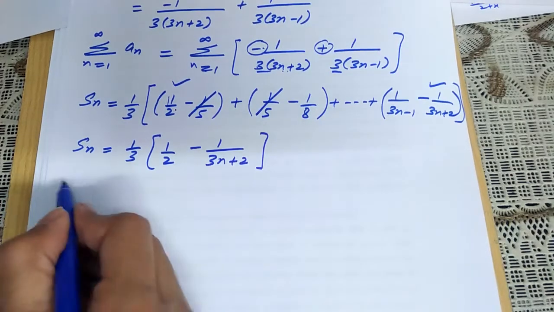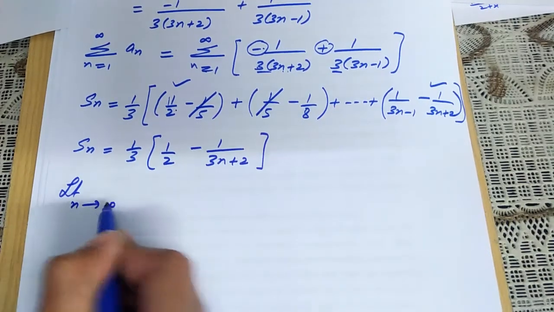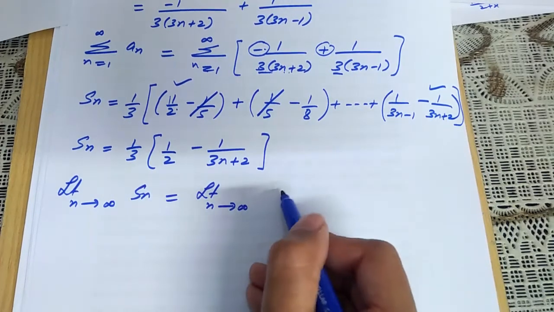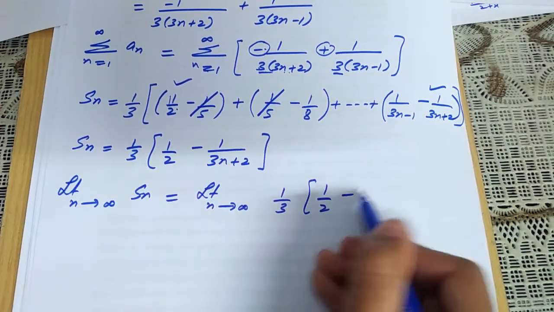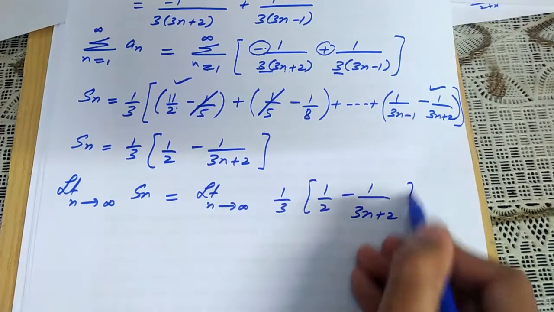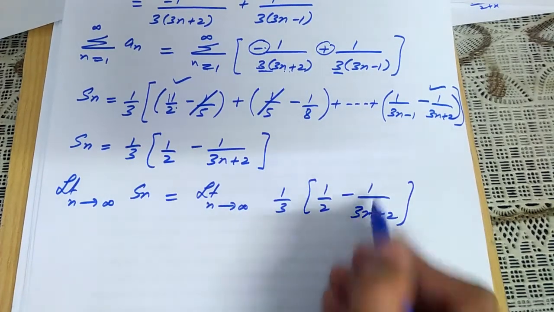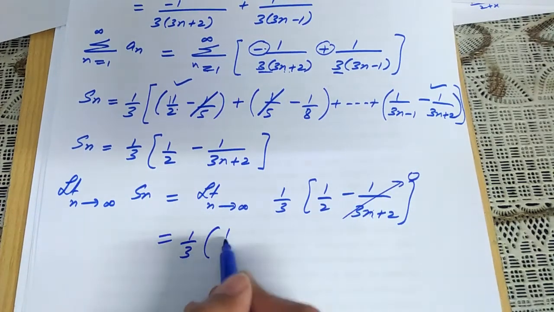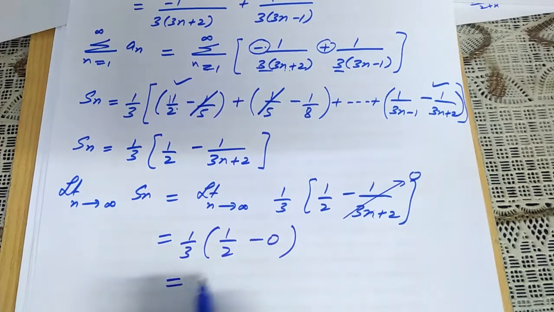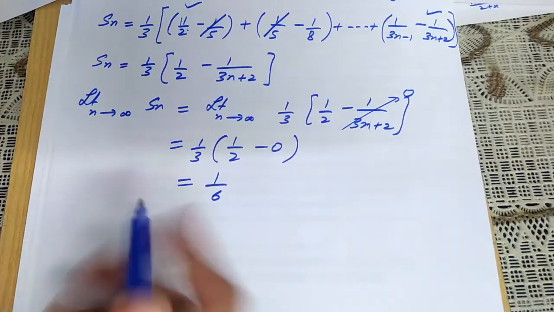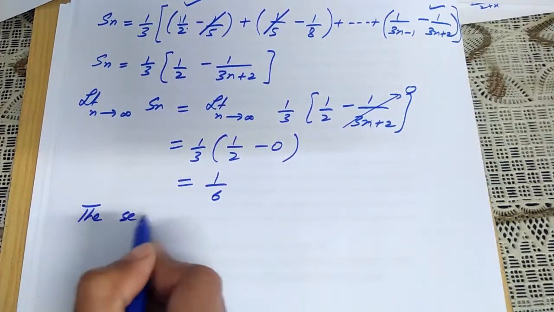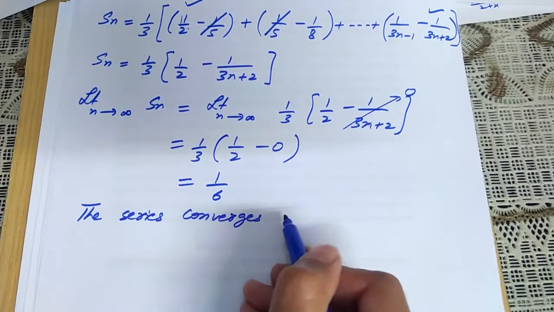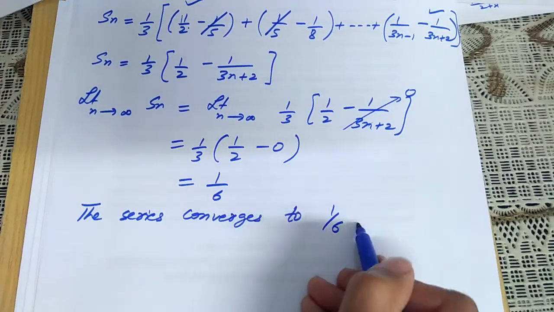Now if you apply the limit, as n approaches infinity, Sn will be equal to the limit as n approaches infinity of 1 over 3 into 1 over 2 minus 1 over 3n plus 2. If you put infinity here, 1 over infinity goes to 0. So you will be left with 1 over 3 into 1 over 2 minus 0, that will be equal to 1 over 6. So the series converges. The series converges to 1 over 6.